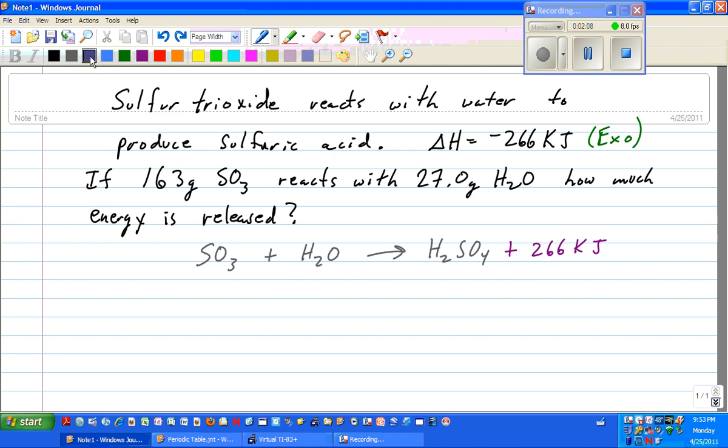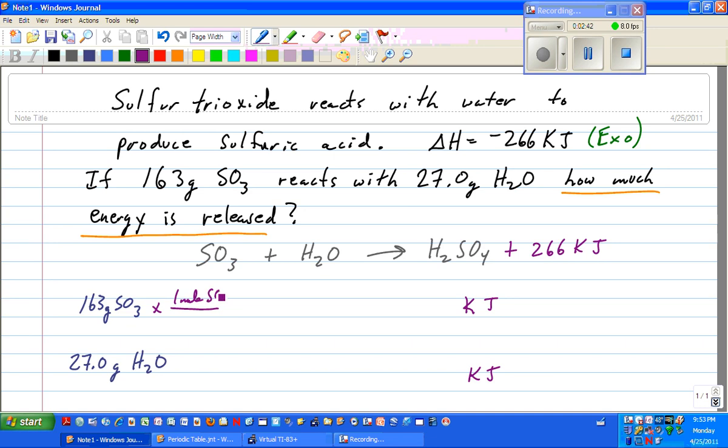What we're going to do is write down our givens. 163 grams sulfur trioxide and 27.0 grams of water. In both cases, my unknown is going to be my energy. I am looking for how much energy is released. So I am going to go to kilojoules in both cases here. Kilojoules and kilojoules. So first thing I'm going to do is convert from grams to moles. 1 mole sulfur trioxide over so many grams sulfur trioxide.